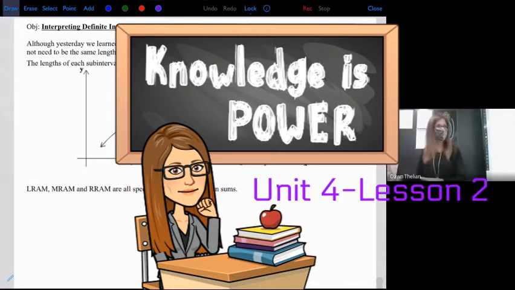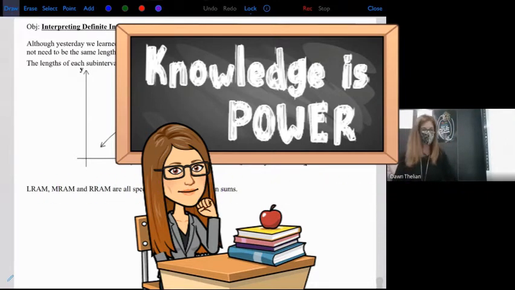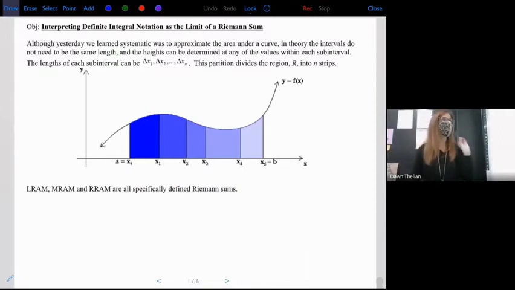All right, so this is Unit 4, Lesson 2, and we're going to be talking more about the idea of those rectangular approximation methods. In the first video that you watched, it was LRAM, MRAM, and RRAM in order to calculate the area under the curve. And basically what it's doing is slicing up the area into rectangles, and then just doing base times height and adding up all of those rectangles. Now, in the first lesson, we were dividing the base from A to B into equal bases, equal width rectangles.